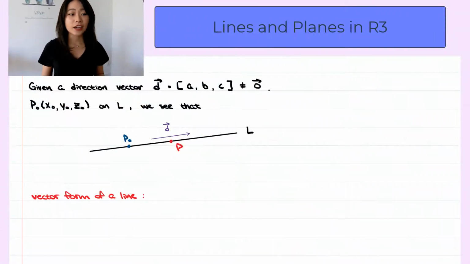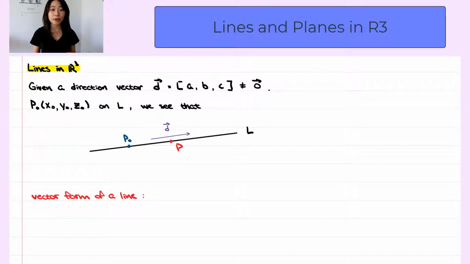My name is Gina. In this video, let's talk about the lines and planes in R3. A line in R3 is determined by a point and a direction. Here's an example. It's given a direction vector D, where the direction vector is non-zero, and it's given a point P0 that is on the line L.